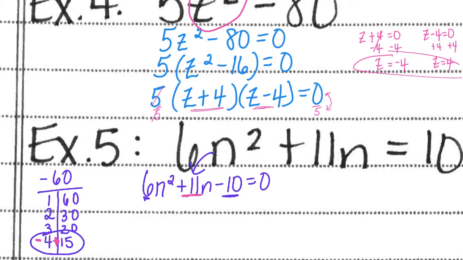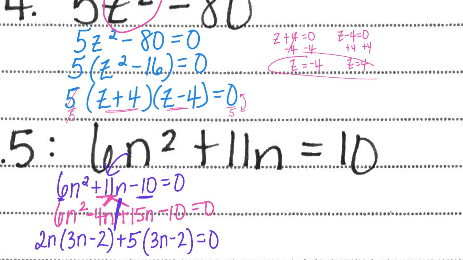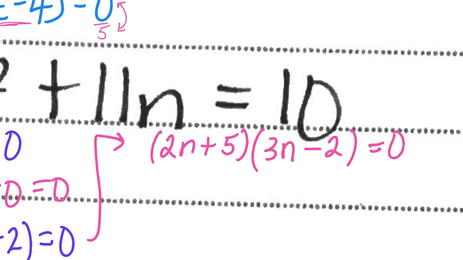So I'm going to use 4 terms, because last time I did not. 6n squared. So remember, I'm replacing this 11n with that negative 4n, and that positive 15n minus 10. Anytime I have 4 terms, I'm going to cut it in half. What can I take out of the first half? 2n, and I have 3n minus 2. What can I take out of the second half? It looks like I could take out a 5, and I have 3n minus 2. And again, all of this is equal to 0. So I'm going to combine it over here. 2n plus 5 times, I took the floaters, 3n minus 2, and all of this is equal to 0.